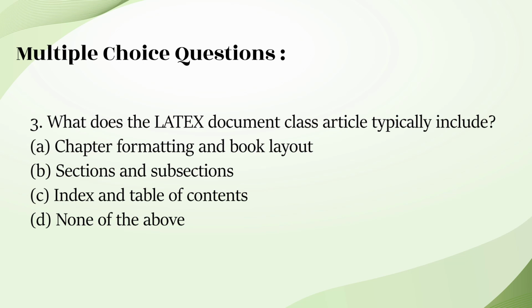Question number 3. What does the LaTeX document class article typically include? Options are A, chapter formatting and book layout. Option B, sections and subsections. Option C, index and table of contents. Option D, none of the above. So the correct answer is B, sections and subsections.